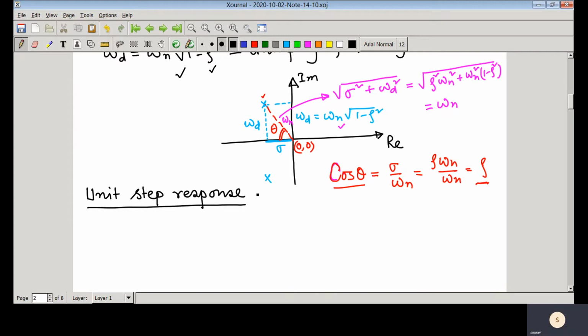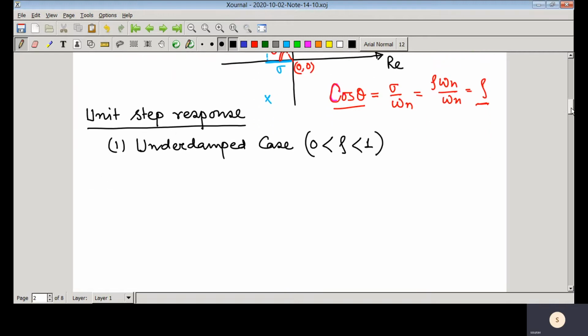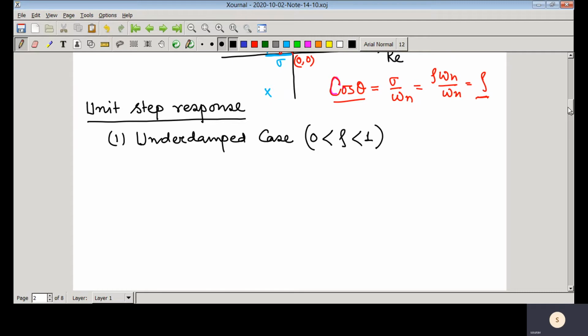Unit step response of second order system. So the first case is the underdamped case. The underdamped case is when the zeta value varies from 0 to 1. Let us first derive the time domain expression, that is y(t).